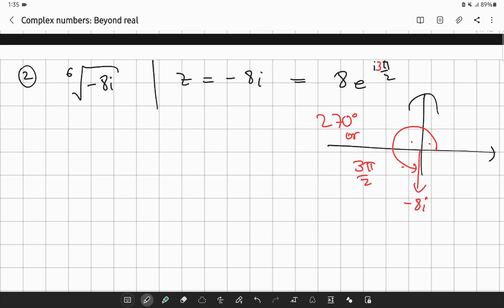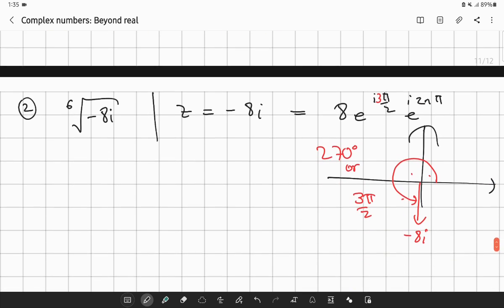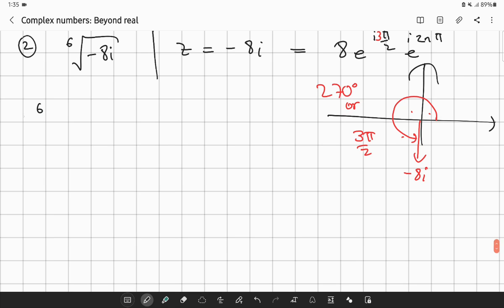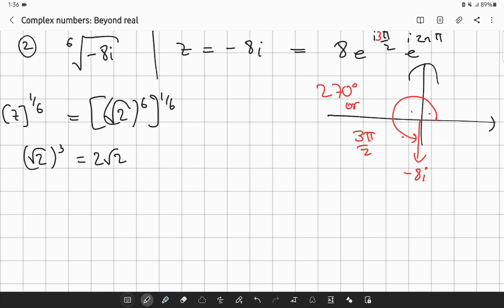Okay, so what is the argument here? As usual, I have to add e raised to 2n pi with an i. So if I take the sixth root, I mean z to the power 1 over 6, and this is simply the cube root of 2, square root of 2 cubed, the whole thing raised to 1 over 6. No, this is not the cube, it's 6, because the square root of 2 cubed is 2 root 2, and if I square this whole thing, I'll have 8, right?